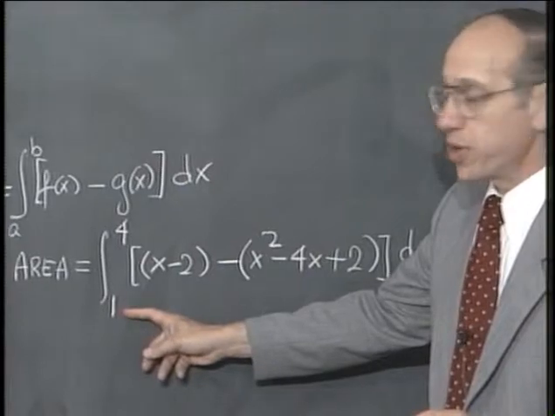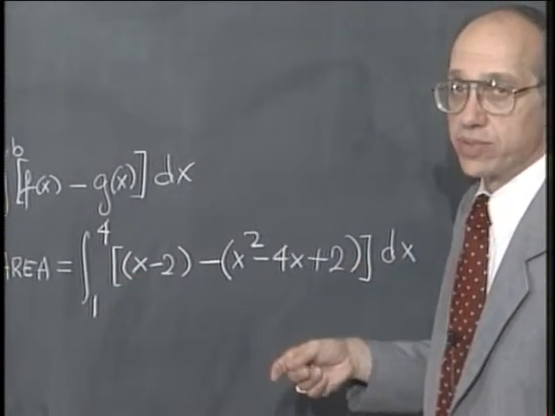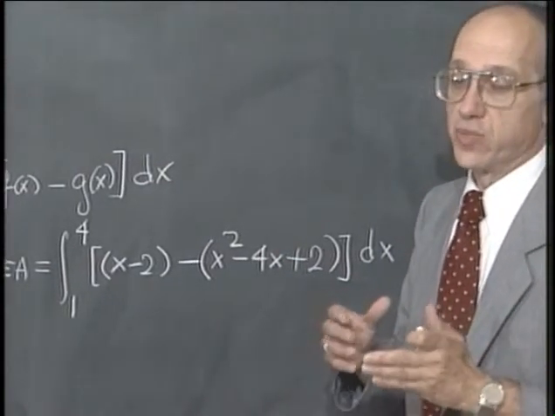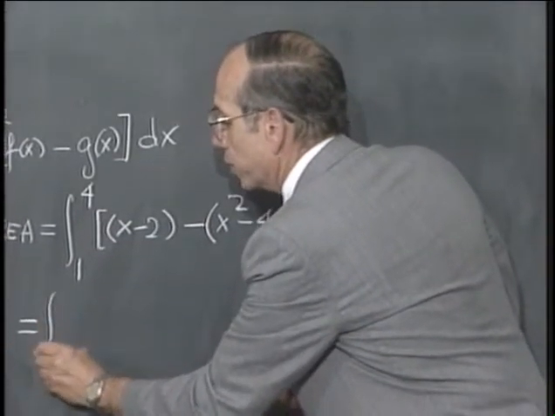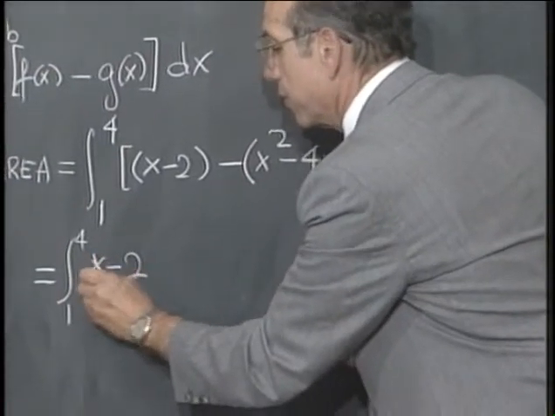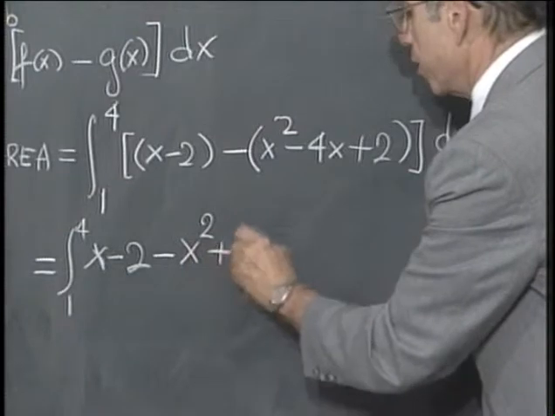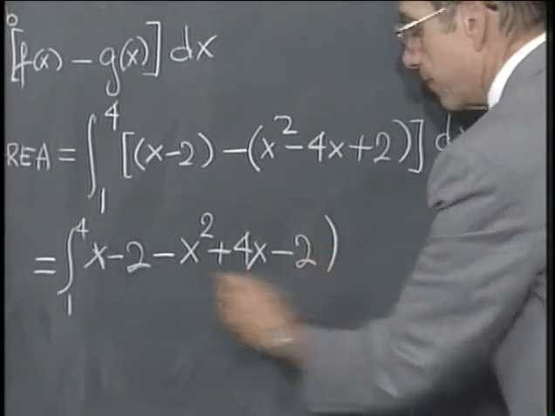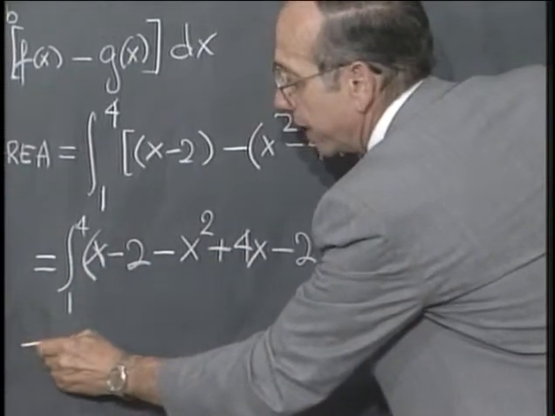Now, if we want to do this problem, what I'm going to do is remove parentheses, combine like terms, and then integrate this expression term by term, as we've done several times in the past. This is the integral from 1 to 4 of x minus 2. If I remove these parentheses, I get minus x squared plus 4x minus 2 dx. Combine like terms.